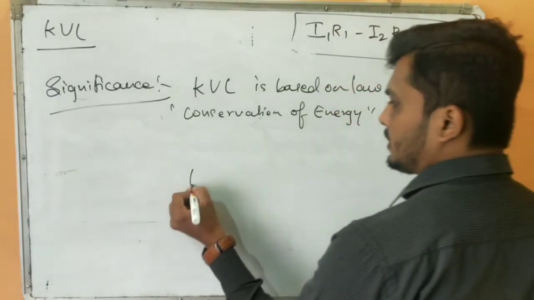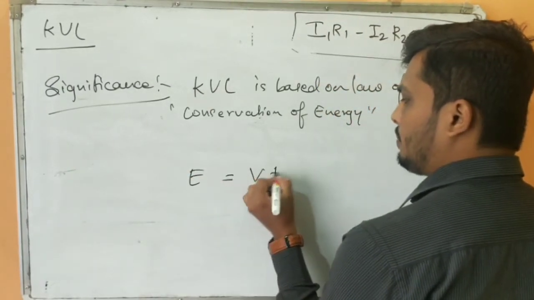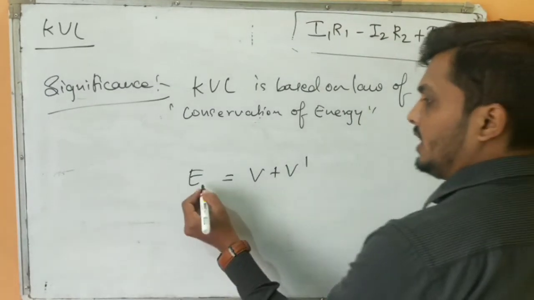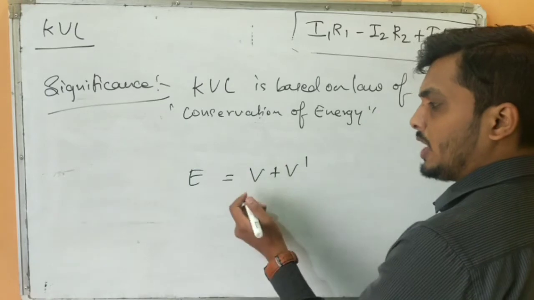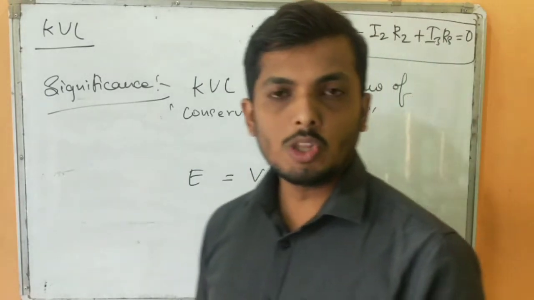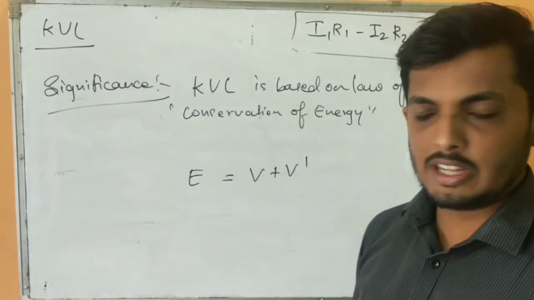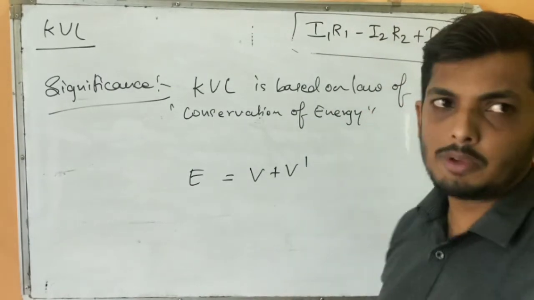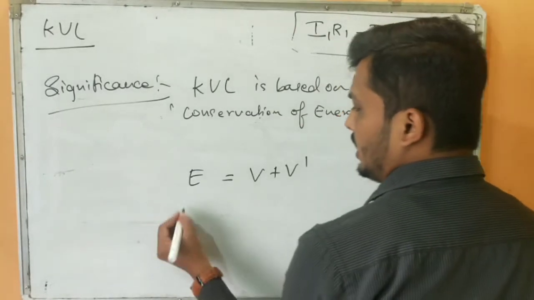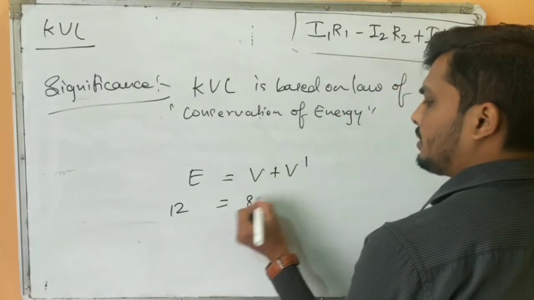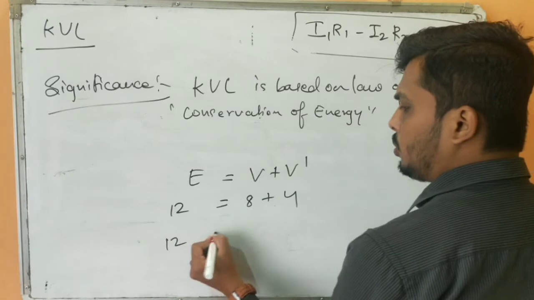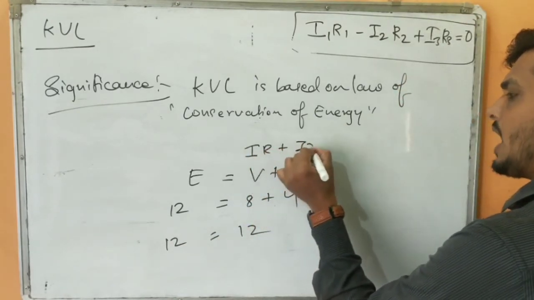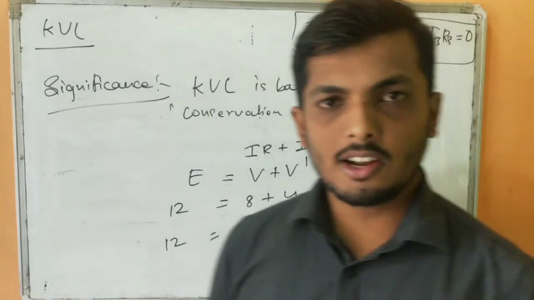If you remember, in the cells I had got V equals V plus V dash. Initially, when the circuit was open, the EMF was more and the potential was less. So there was a violation of the law of conservation of energy. But when the concept of electromotive force and internal resistance came, we found that if the EMF is 12 volts, then this will be 8 plus 4. So 12 equals 12, because this is IR and this is IR, where R was the internal resistance of the cell.